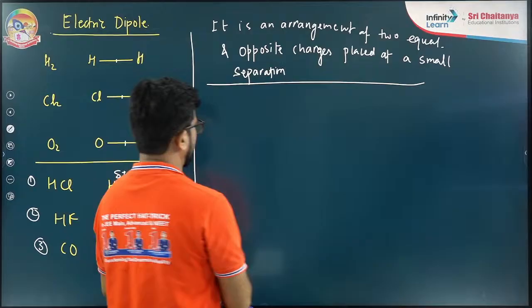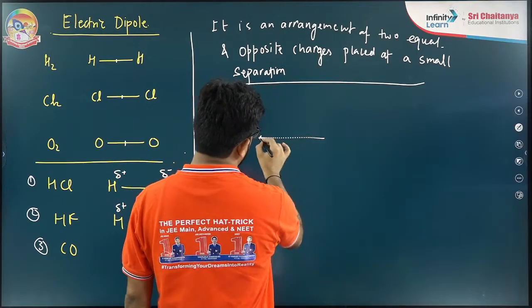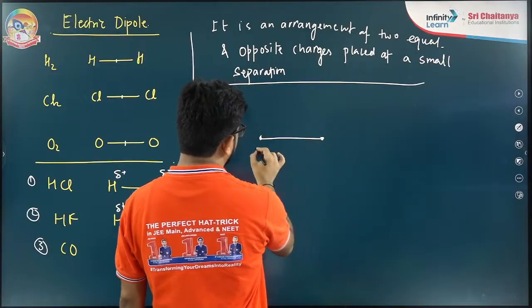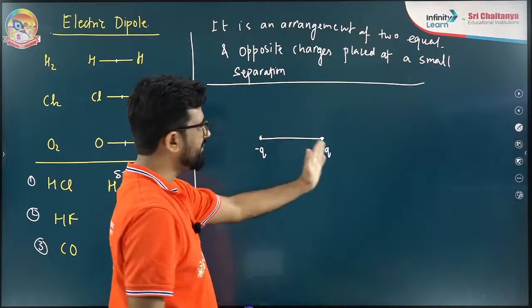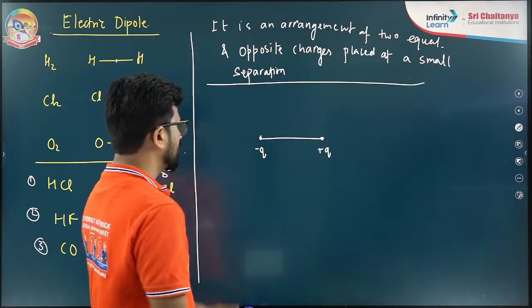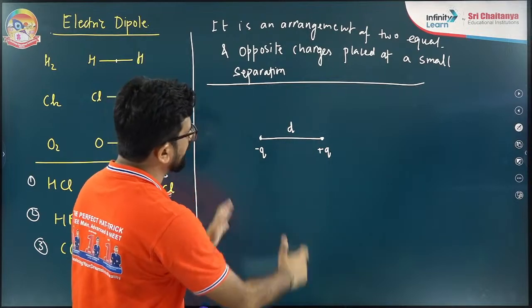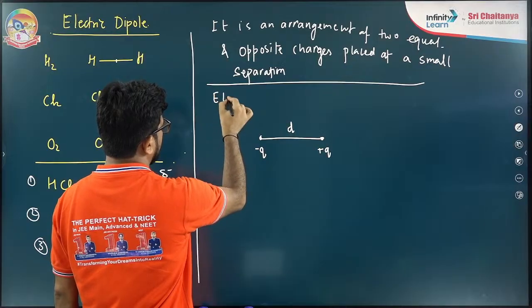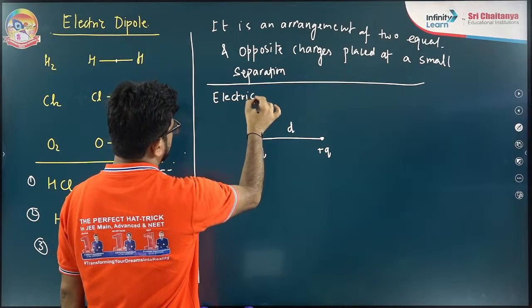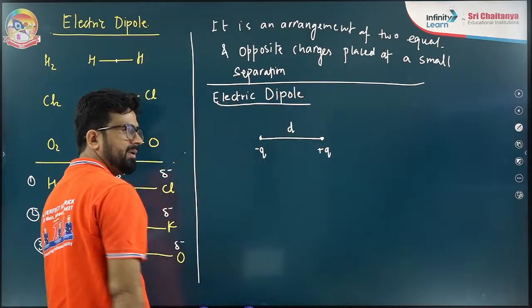Now try to understand it. Suppose these are two point charges. This one is a negative charge and this one is a positive charge, equal and opposite. If you place them at a small separation, this arrangement we call an electric dipole. I think it is clear to everyone.